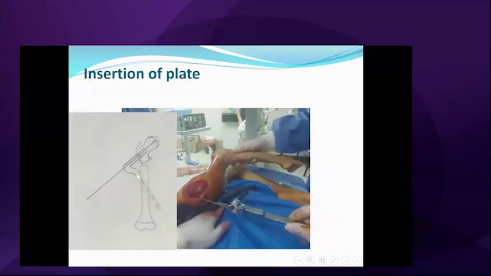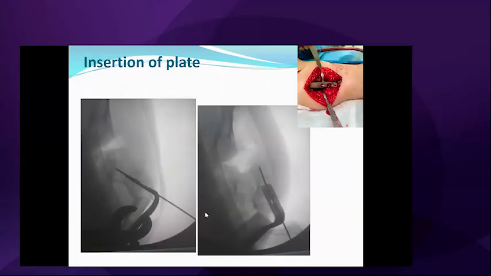We now insert the plate. Our assistant does flexion and abduction of the hip to allow easy insertion of the plate with the guide wire. This is an intraoperative X-ray showing how to insert the plate with the guide wire. And this plate automatically creates varus of the neck.